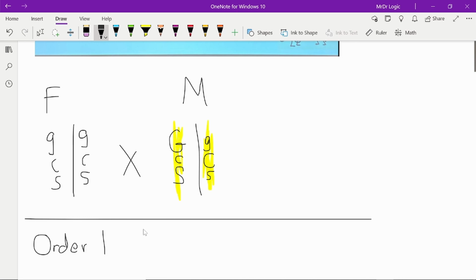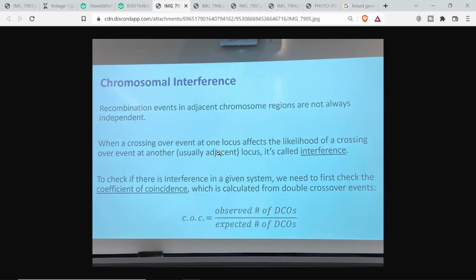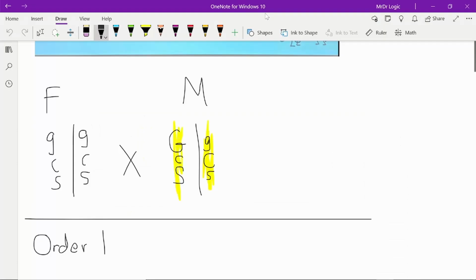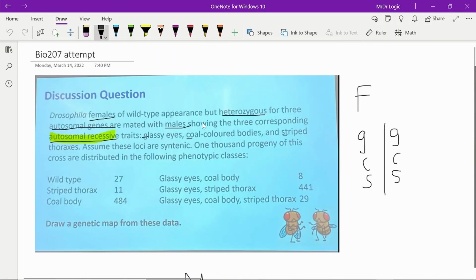Before I continue any further into what I would call order 1, we have to know something I neglected mentioning earlier about the coefficient of coincidence. In order to determine it, you would have the observed number of double crossovers divided by the expected number. And if you ever get an instance where it's equal to 1 or 0, well, if it's 0, it didn't happen, okay? In our case, it didn't happen, but the probability is never 0.